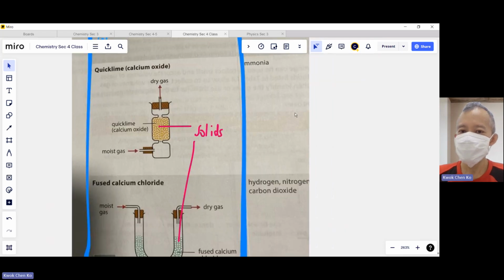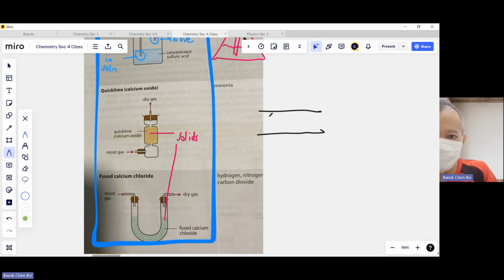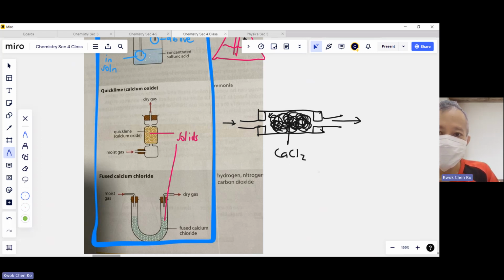Whereas for this, I can also give you another setup. My setup can look like this. Hold on, now let me draw it up for you. I can just have a cylinder, and then I pack all my solid here, let's say calcium chloride. I have a stopper here as well. Then I just compress my gas from the left and the exit from the right. This will work as well. So just keep these principles in mind.